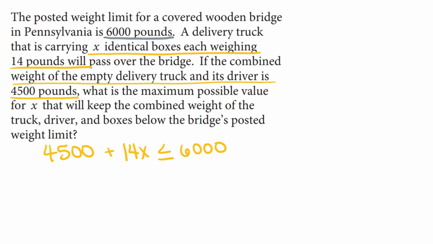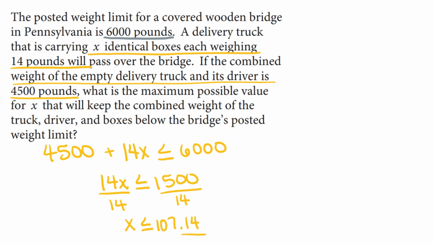So let's get our 14x on its own. We'll subtract 4,500 from both sides. So 14x is less than or equal to 1,500. Divide both sides by 14. And we get x is less than or equal to 107.14. So we know that we can't have 0.14 of a box. That's not a possible value, which means the maximum possible value for x, remember that's what we're looking for here, is going to be equal to 107. That is the most number of boxes we can carry in order to keep our total weight below 6,000.